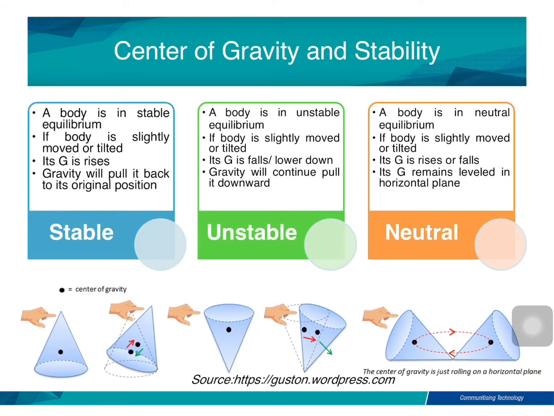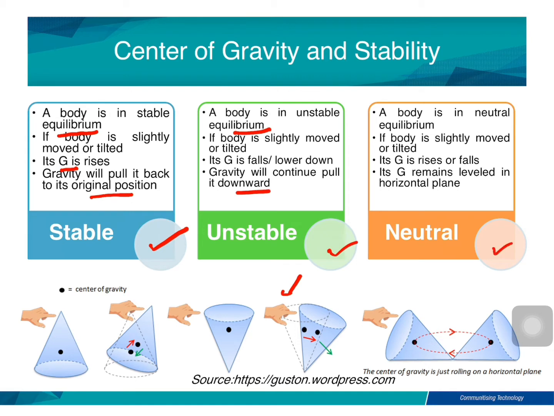Okay, so now this is the relationship between center of gravity and stability. First, a body is in stable equilibrium if the body is slightly moved or tilted, so the center of gravity rises, and gravity will pull it back to its original position. And then the next one, unstable. A body is in unstable equilibrium if the body is slightly moved or tilted, the center of gravity falls or lowers down.